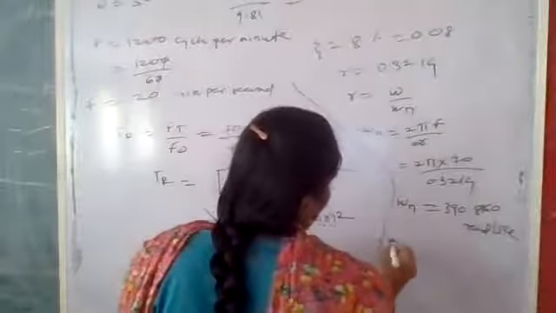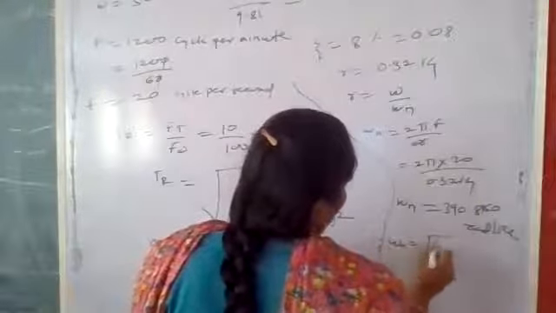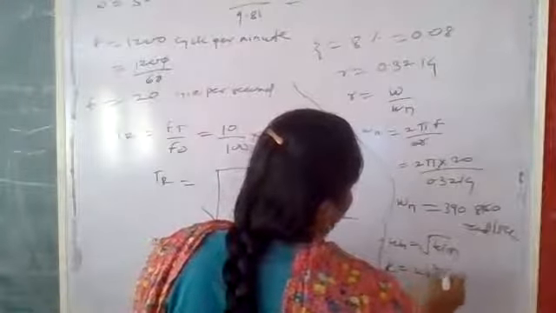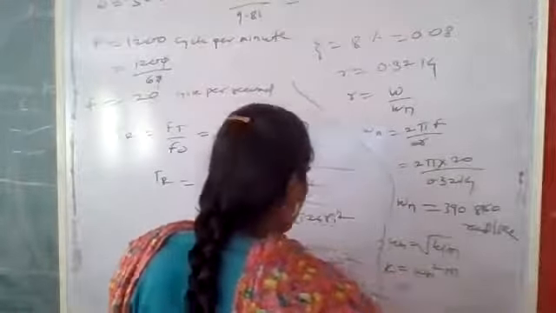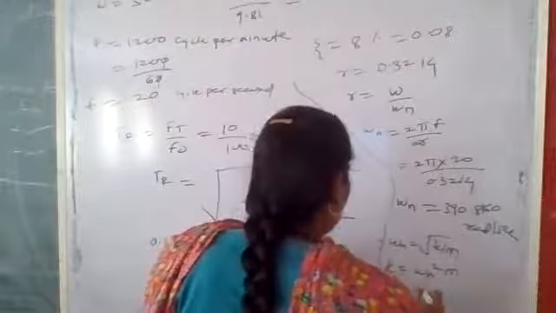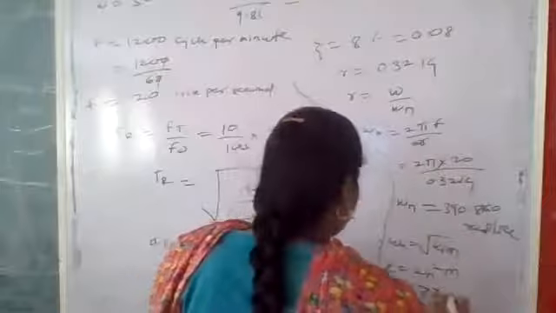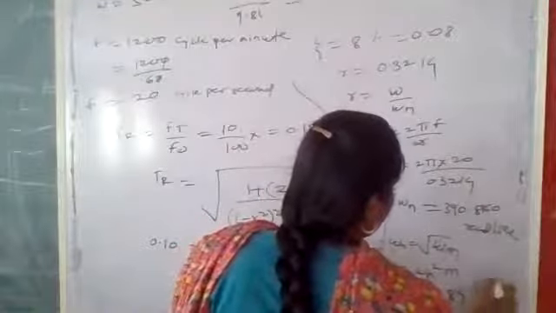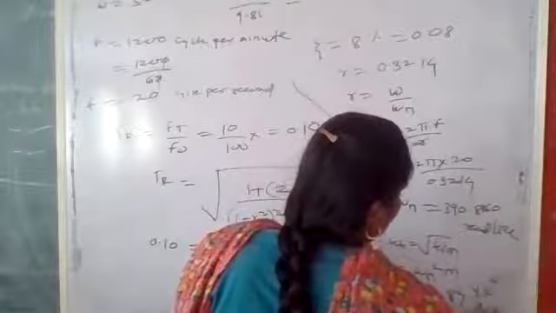How to calculate? Omega n is equal to root of k by m, where k is equal to omega n square into m. So put this value here and we get directly the value of k is equal to 77.84 into 10 raised to 6 Newton per meter. That is the value, so write it down in your notebook.